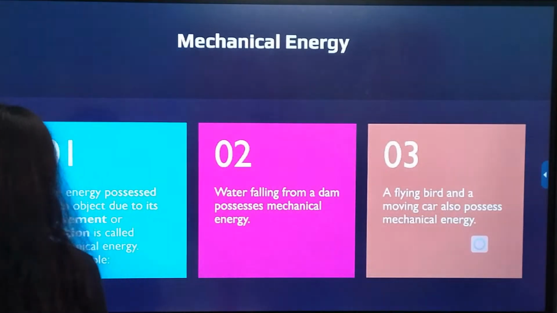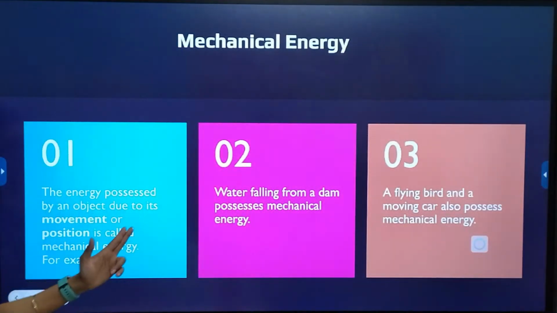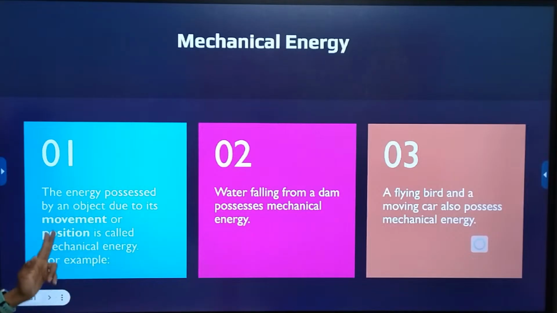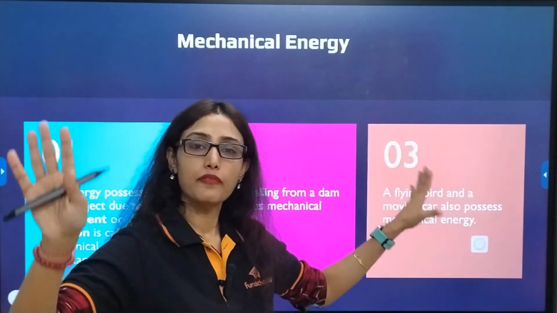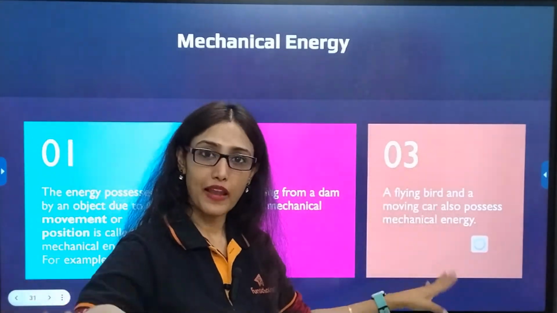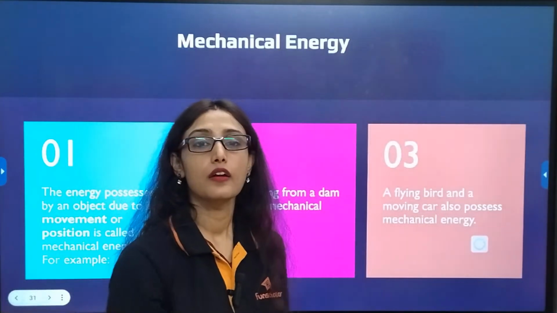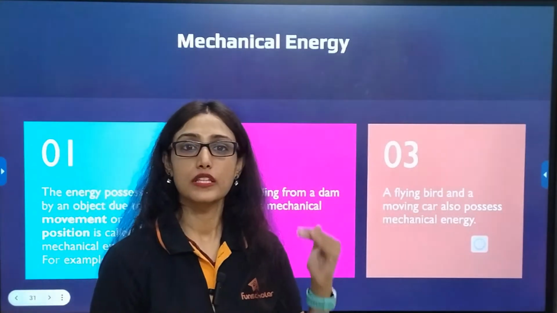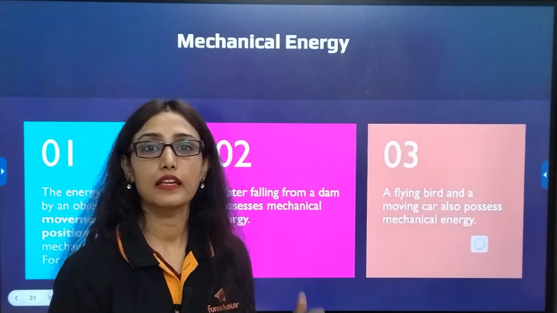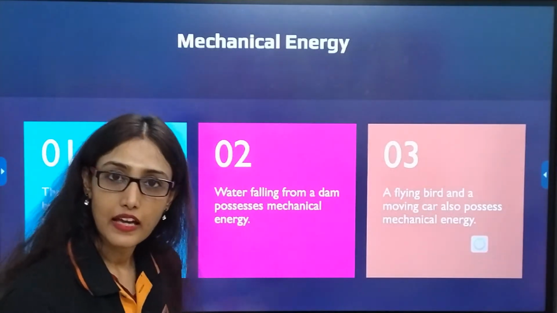So, what is written here? The energy possessed by an object due to its movement or position. So, what is the bird doing? The bird is using its wings to fly. Okay, so the wind is helping the bird move further in the air. So this is nothing but mechanical energy.